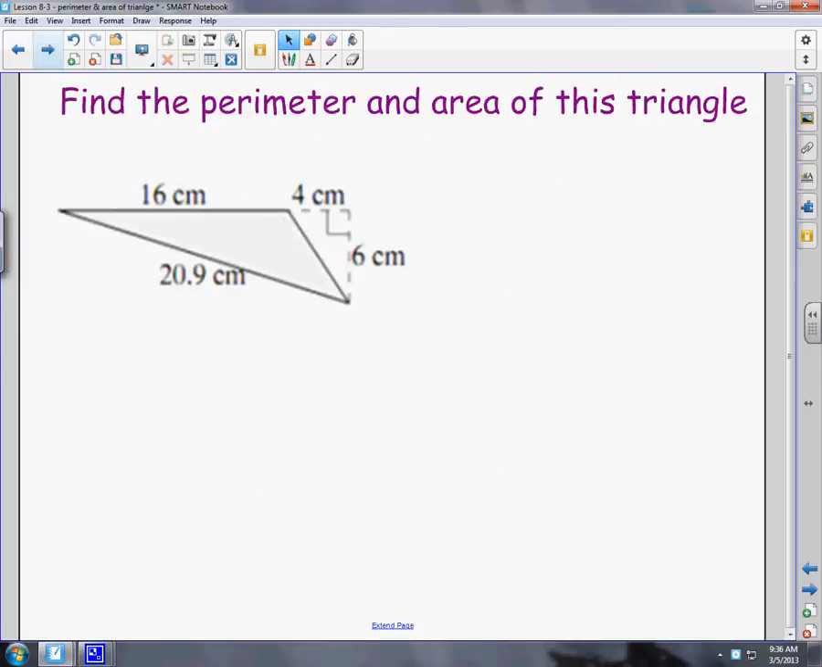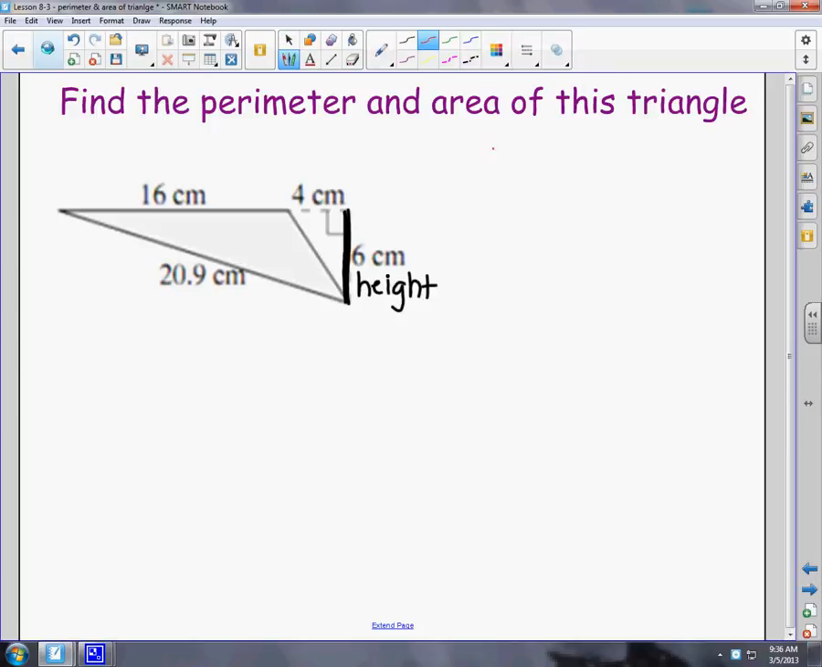All right, so find the perimeter and area of this triangle. Now, notice right here, this is my height because it goes straight up and down. So that's just a little clue. So find the perimeter and the area. Try this problem.